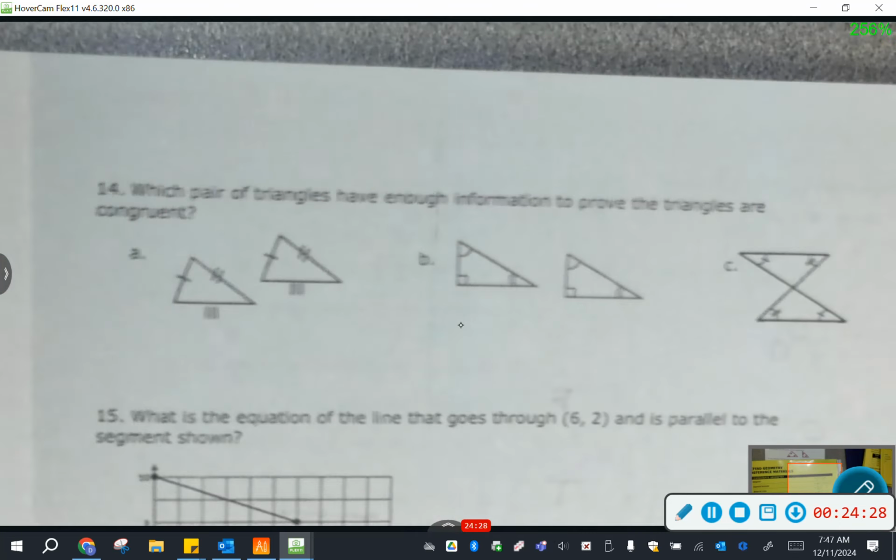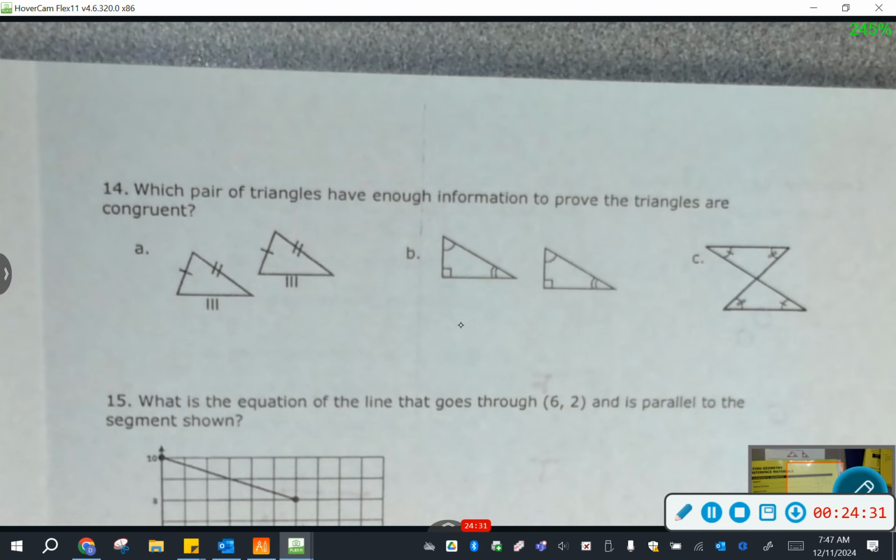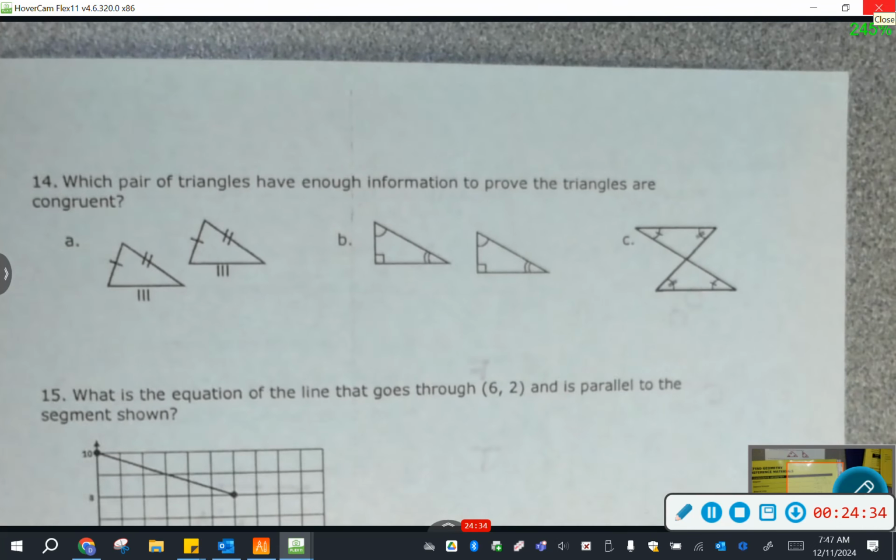We'll skip the other ones. Make sure you know that. Which pair of triangles has enough information to prove that it's congruent?